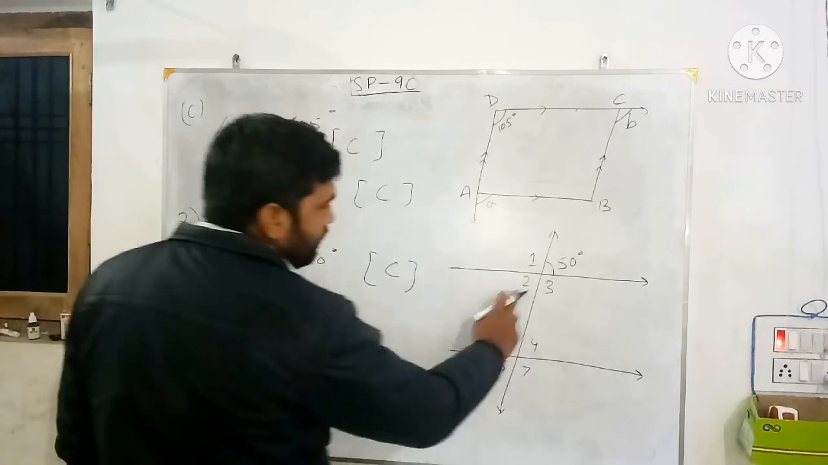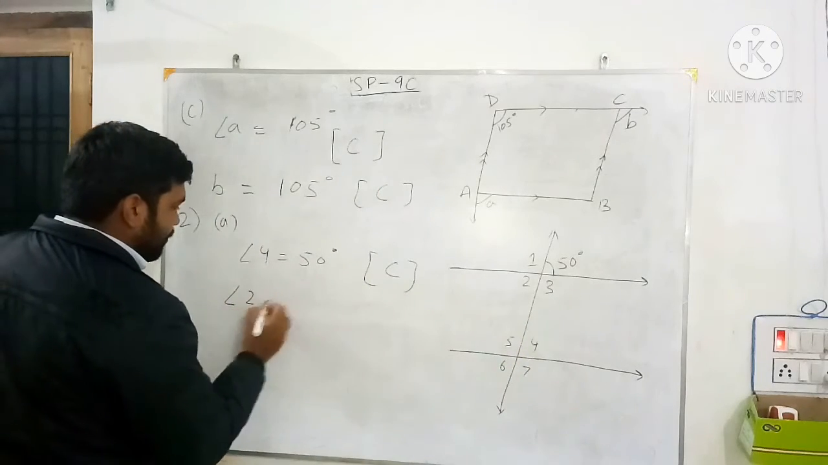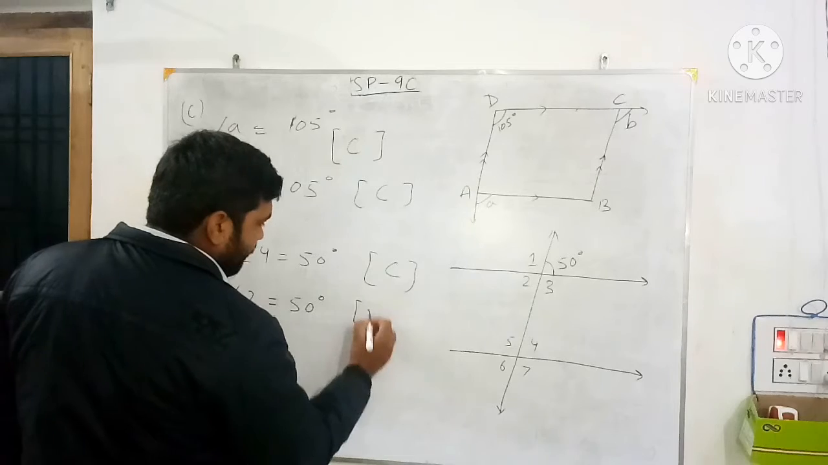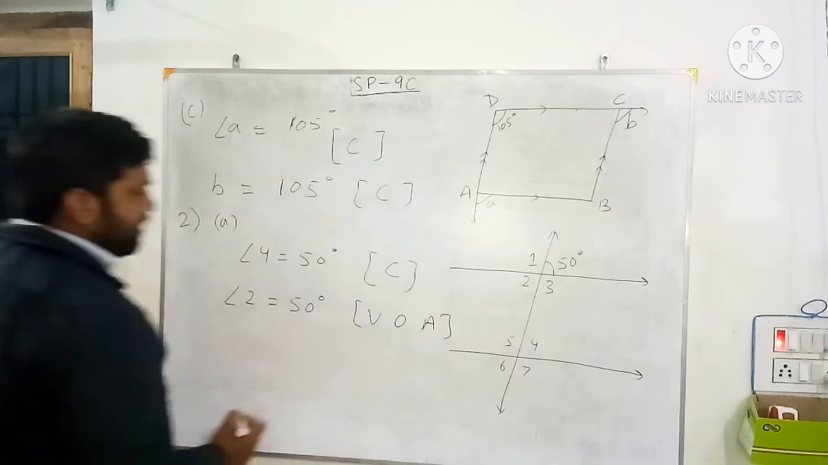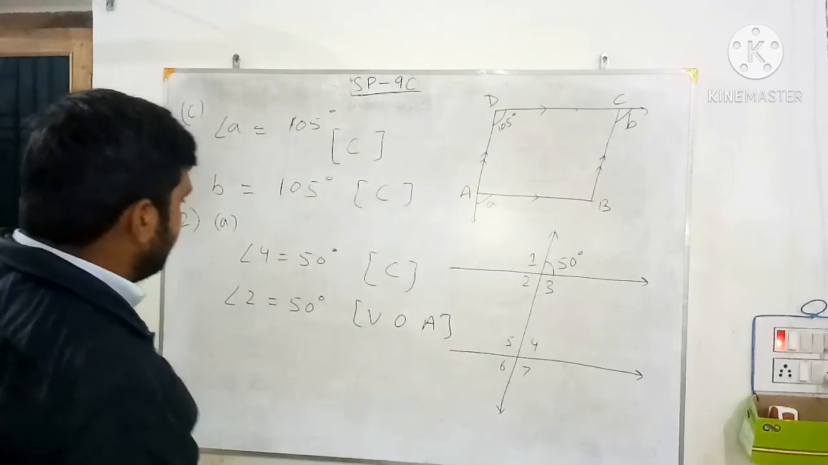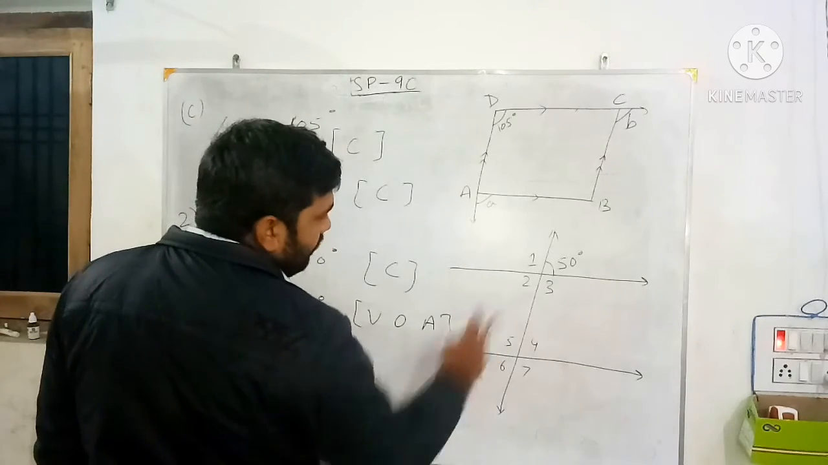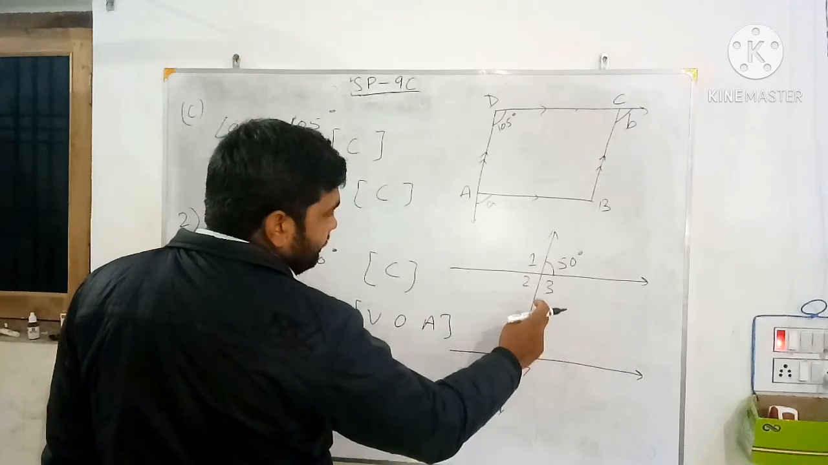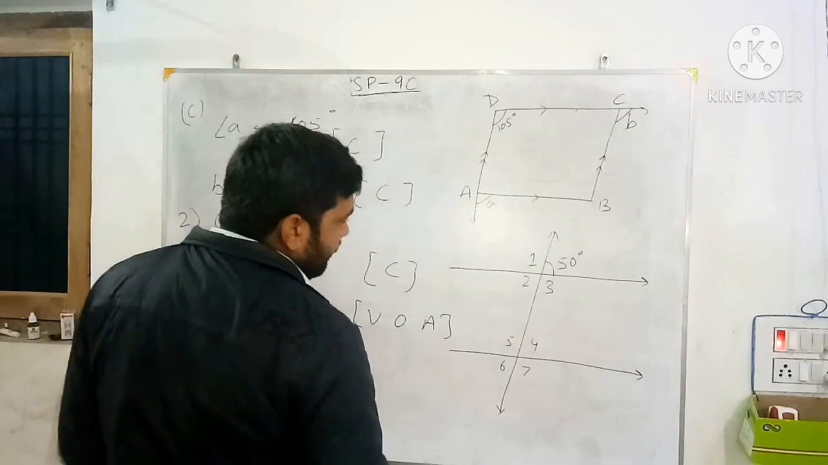Now angle 2 equals 50 degrees. Reason, vertically opposite angles, VOA. Vertically opposite angles are equal. So angle 2 equals 50 degrees. Since angle 4 we got is 50 degrees.